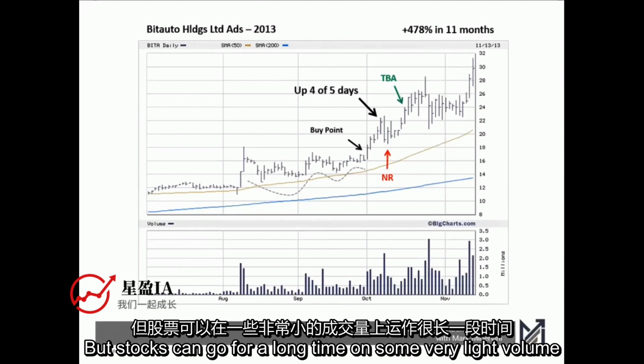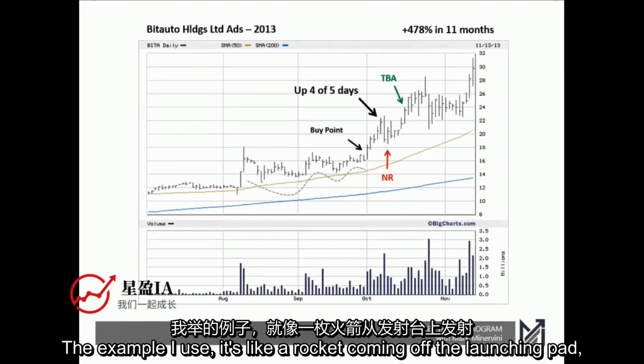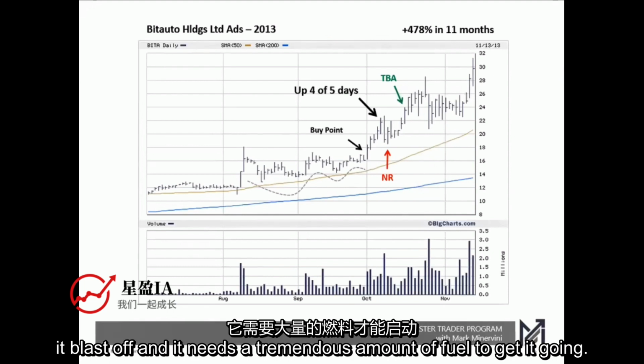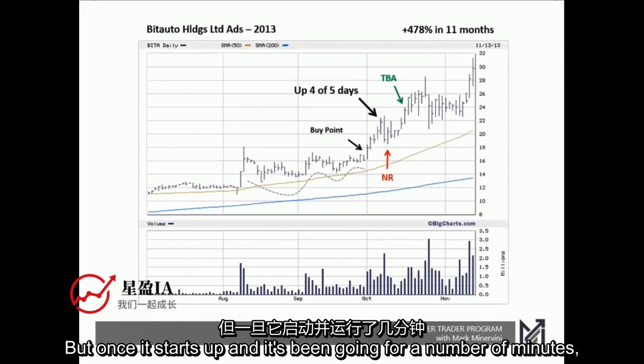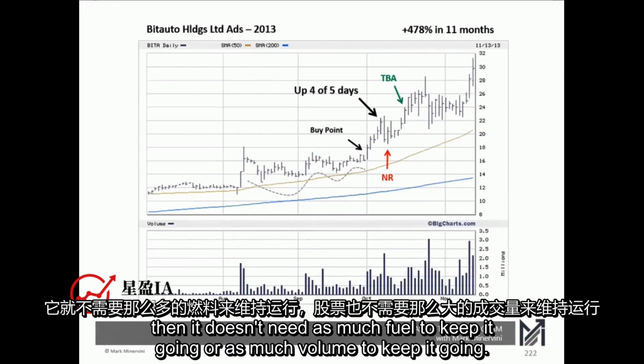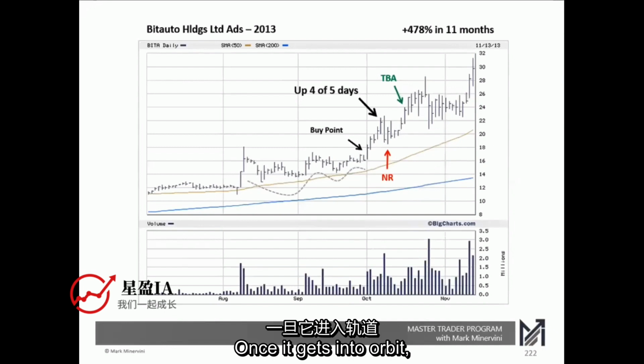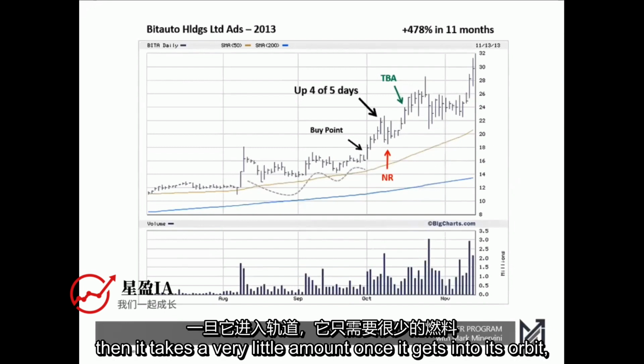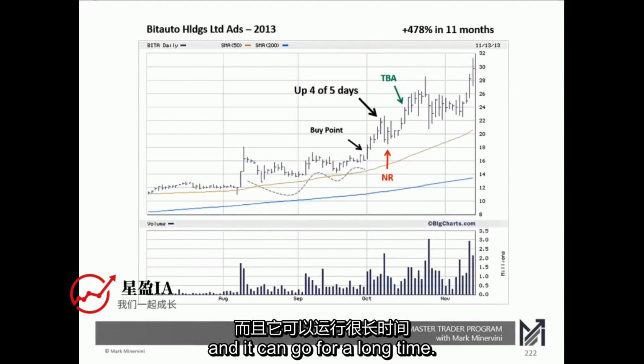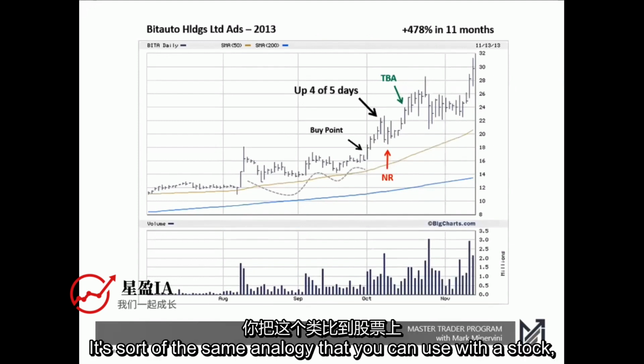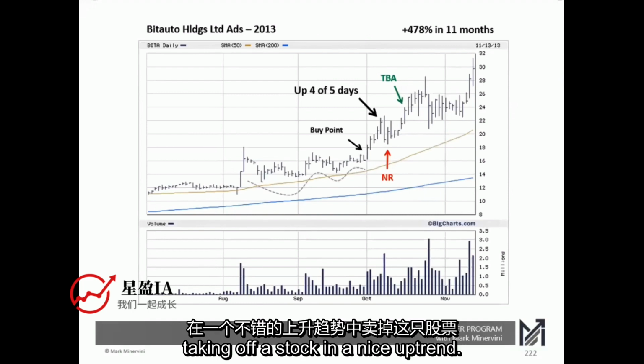That you want to take notice of it. But stocks can go for a long time on some very, very light volume, and the example I use, it's like a rocket coming off the launching pad. It blasts off and it needs a tremendous amount of fuel to get it going. But once it starts up and it's been going for a number of minutes, then it doesn't need as much fuel to keep it going or as much volume to keep it going. And then once it gets into orbit, then it takes a very little amount, and it can go for a long time. And it's just sort of the same analogy that you can use with a stock taking off and a stock in a nice uptrend.